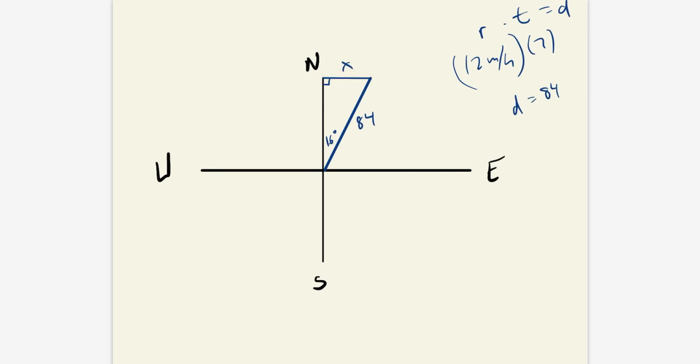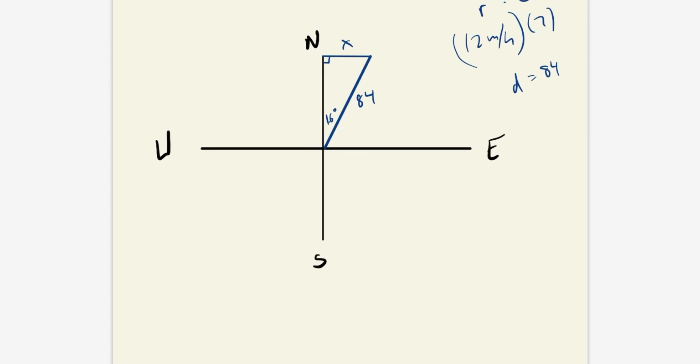this ship would be. And so we can find that by using our opposite over our hypotenuse. So sine of 1.6 degrees is equal to x over 84. So x is going to equal 84 sine of 1.6 degrees. Let's see what that is.